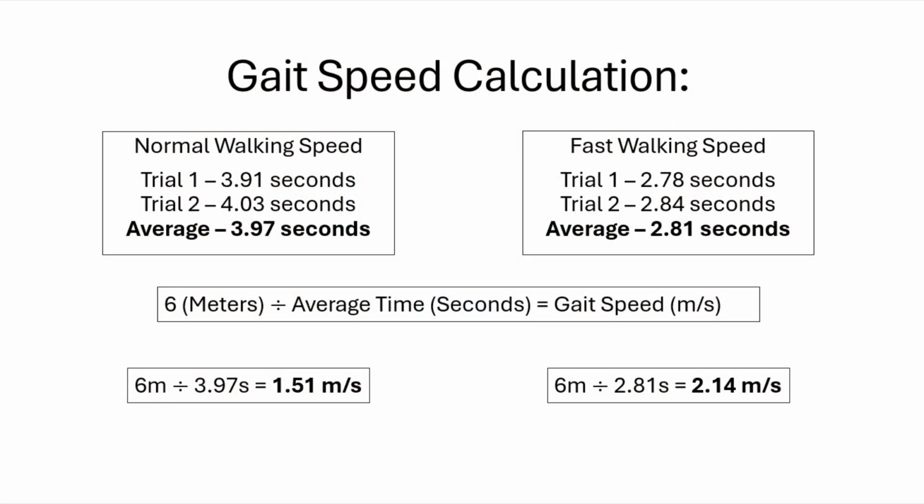Perfect. Now that we've completed the test, let's calculate the gait speed. To score the test, we first take the average time of the trials for the normal and fast walking speed. Then, divide the distance, 6 meters, by the average time to calculate gait speed in meters per second.